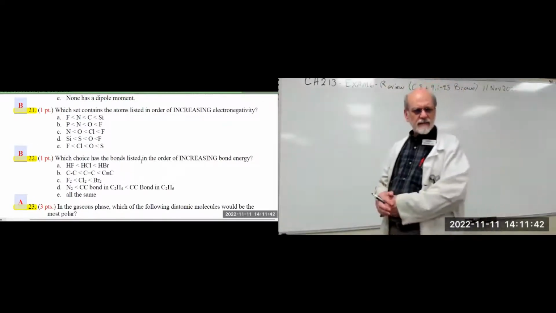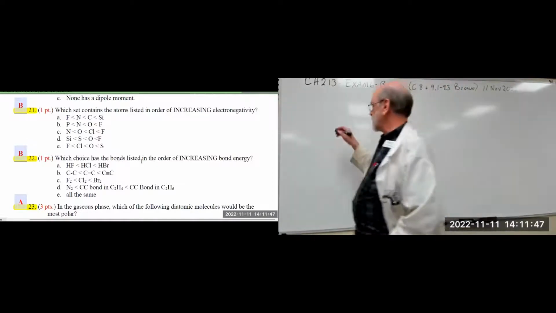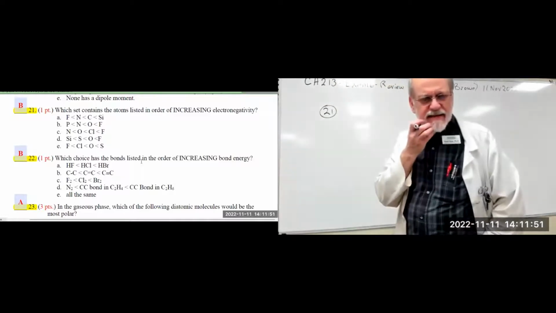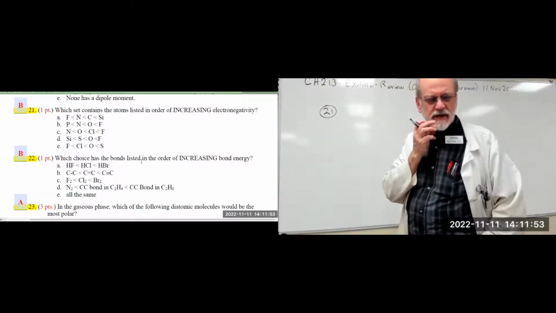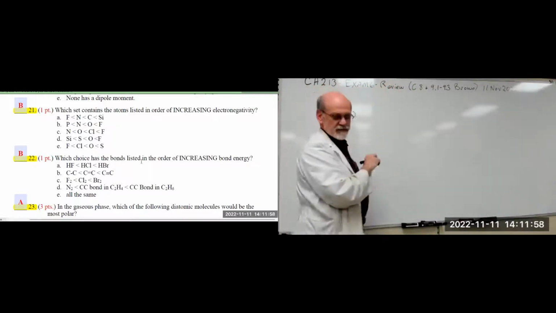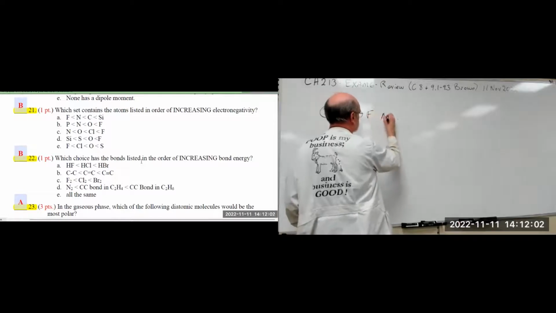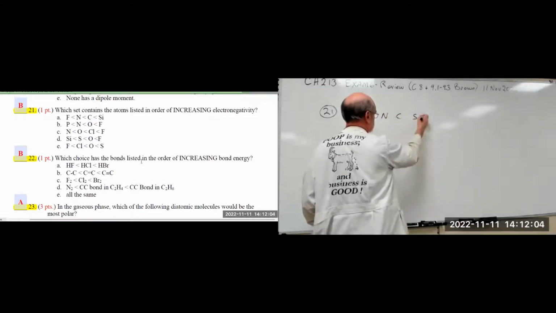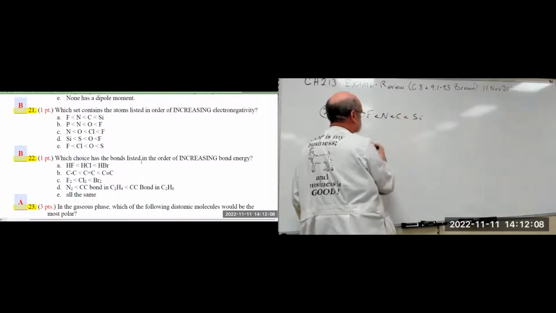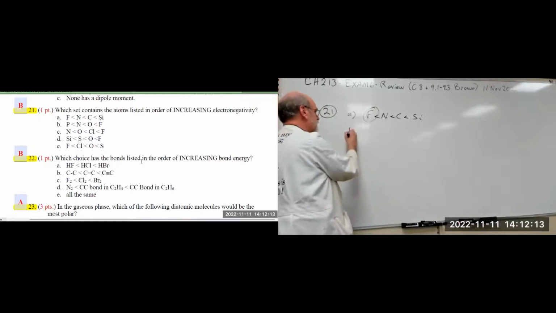Which set contains atoms listed in order of increasing electronegativity? This one should be fairly simple. Let's see. Increasing electronegativity. All right. For A, we have fluorine, nitrogen, carbon, and silicon. Increasing. What's wrong with this picture? That one's on the wrong end. Right? So it can't be A.